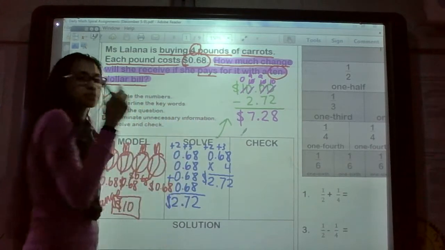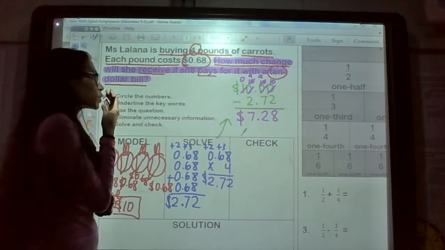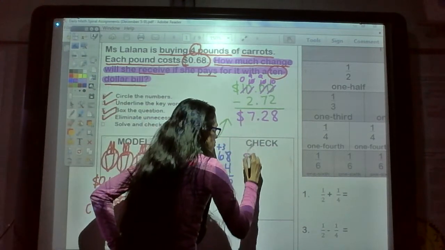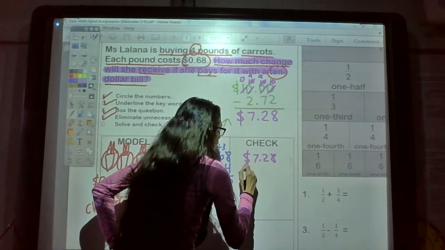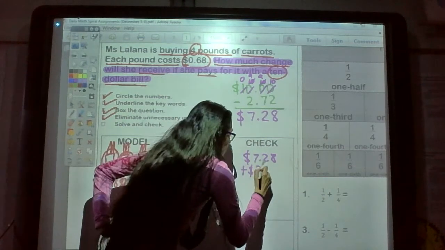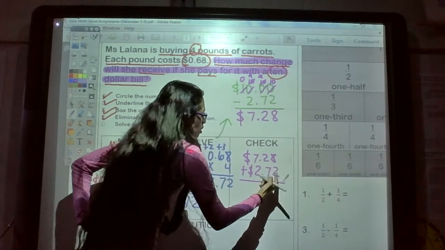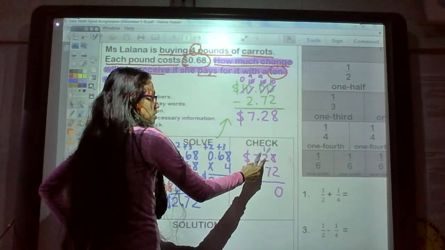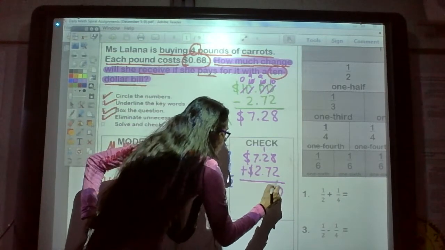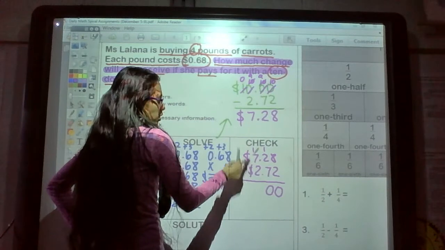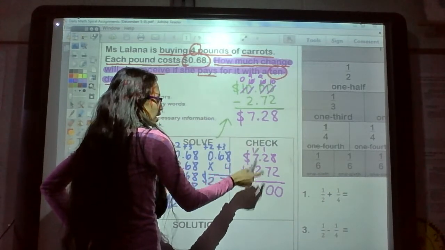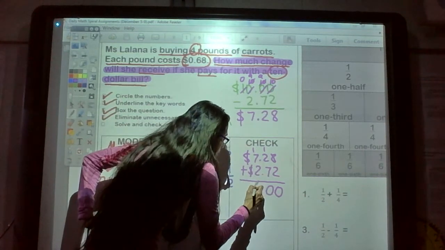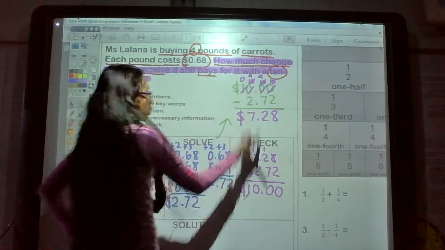To check our work, now look, we already checked the last one by doing it both ways. How can we check this one? We can do the opposite operation. What is the opposite of subtracting? Adding. So we can do $7.28 plus that $2.72. And let's see, 8 plus 2 is 10, write the 0, plus 1 up top. 1 and 2 is 3, plus 7 more is 10. Write the 0, plus 1. 1 and 2, oh look, it's the same thing, it got reversed. 7 and 2 is 9, plus 1 is 10. Bam! And we know we got our answer right.